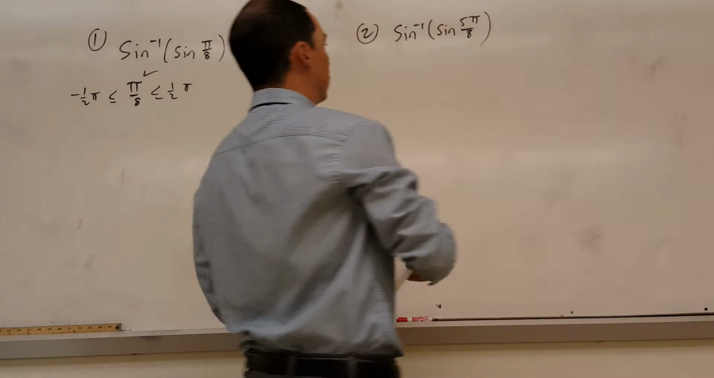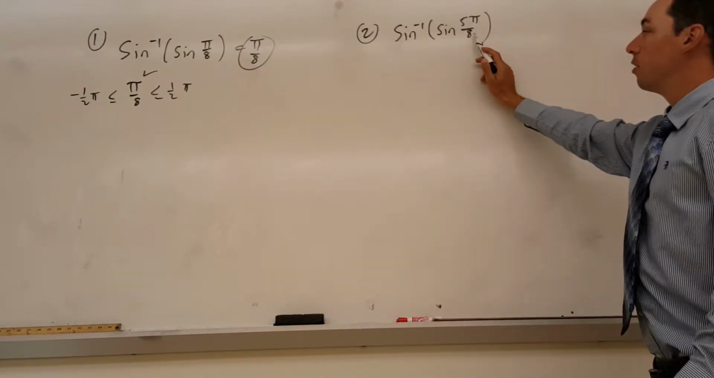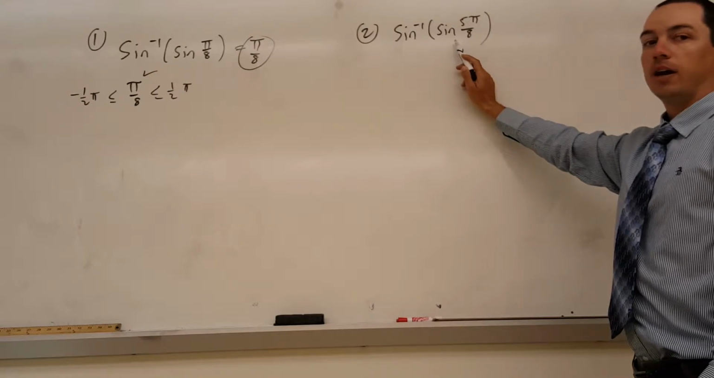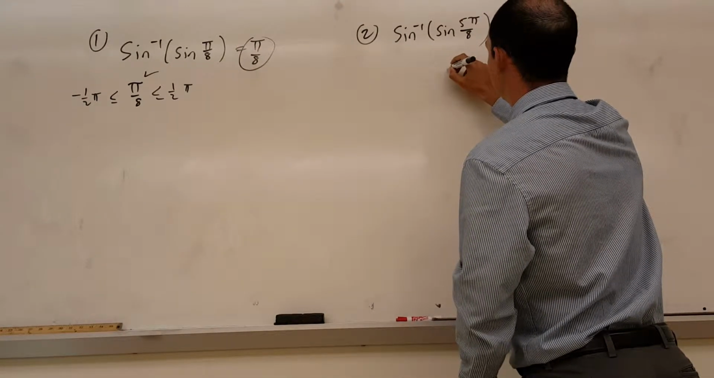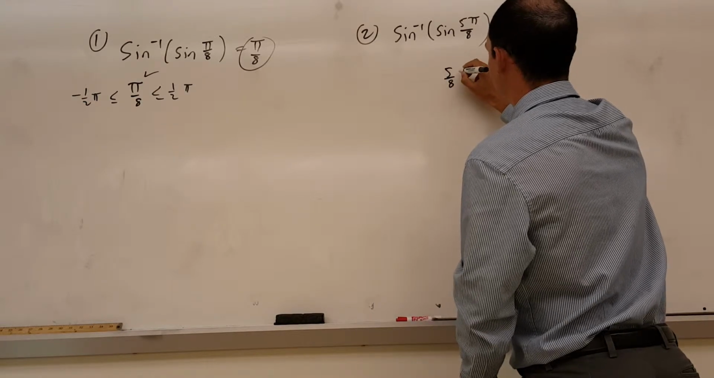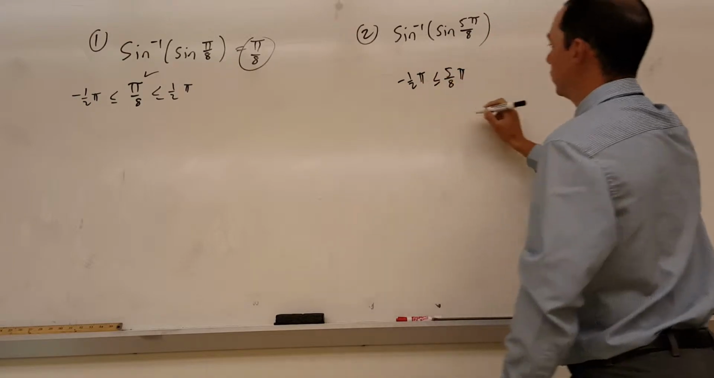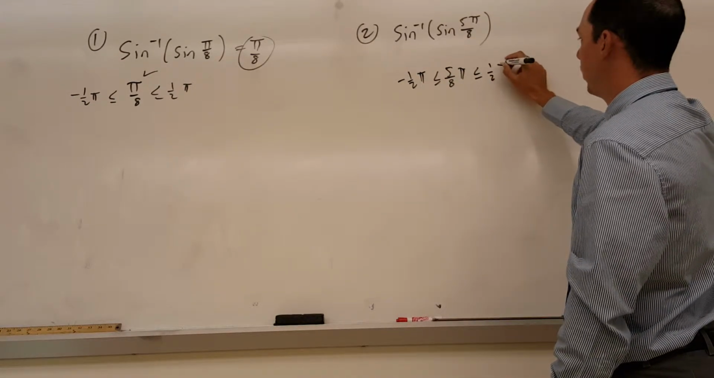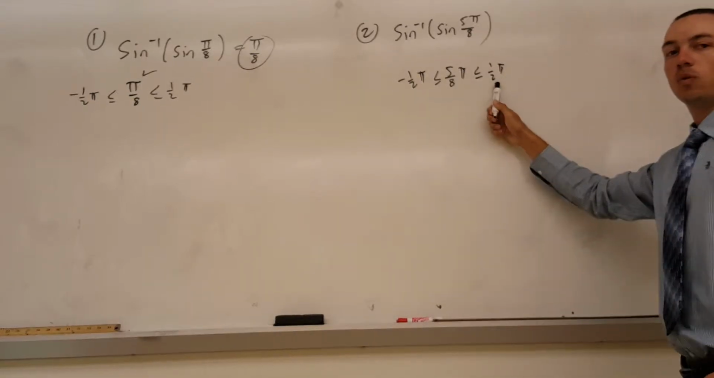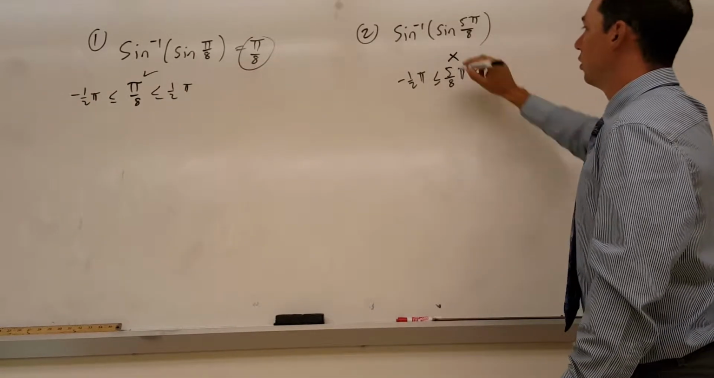Number 2, a little bit trickier. Again, you've got to check and make sure 5 pi over 8 is within the correct angle range for sine. 5/8 pi must be greater than or equal to negative 1/2 pi, which it is, but it is not less than or equal to 1/2 pi. 1/2 pi is 4/8, and 5/8 is not less than that, so no good.